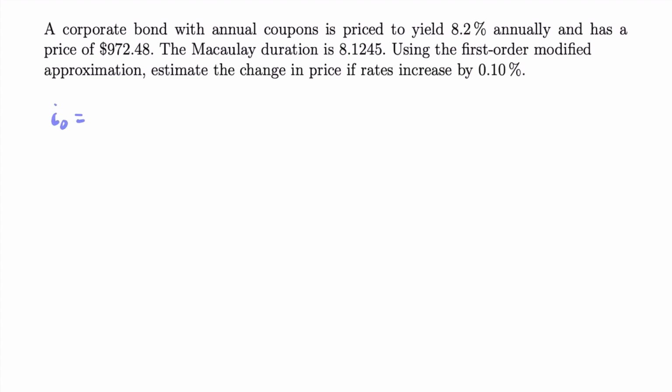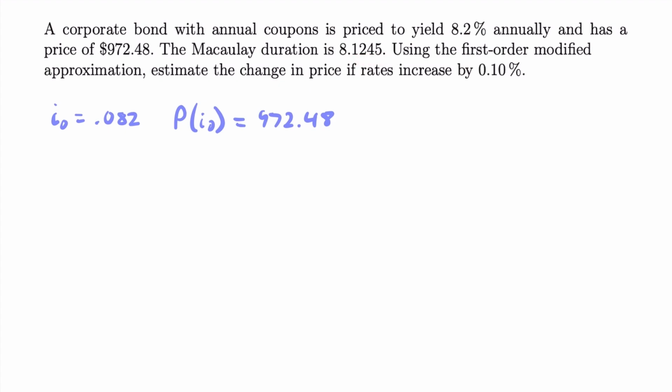I naught is equal to 0.082. That is 8.2% as a decimal. Now, something else that we were told is that the bond's current price, or the price at this percent yield, is $972.48. So the price at I naught, or the original price of the bond, is 972.48. Now, the next thing that we're told is that the Macaulay duration of the bond is 8.1245.